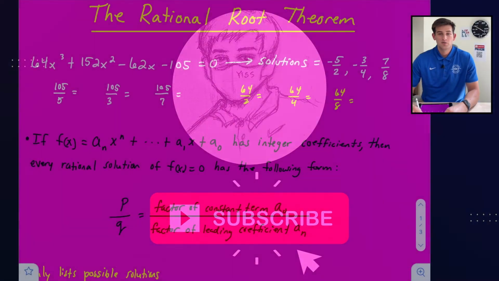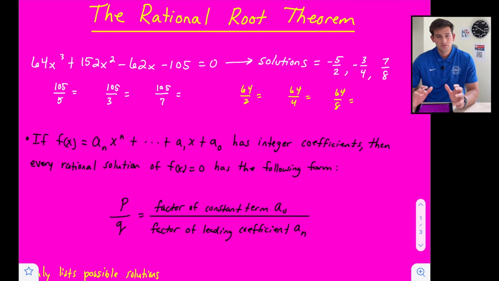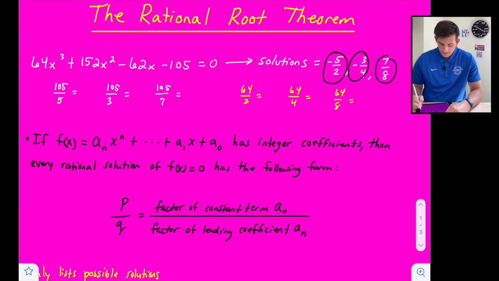Hello everyone, in this video we're going to talk about what is known as the rational root theorem. So let's jump right into a little bit of an example here in white. At the top of the screen we see 64x cubed plus 152x squared minus 62x minus 105 is equal to 0. Now I'm going to go ahead and tell you what the solutions to this polynomial equation are. The solutions are negative 5 over 2, negative 3/4, and 7/8.